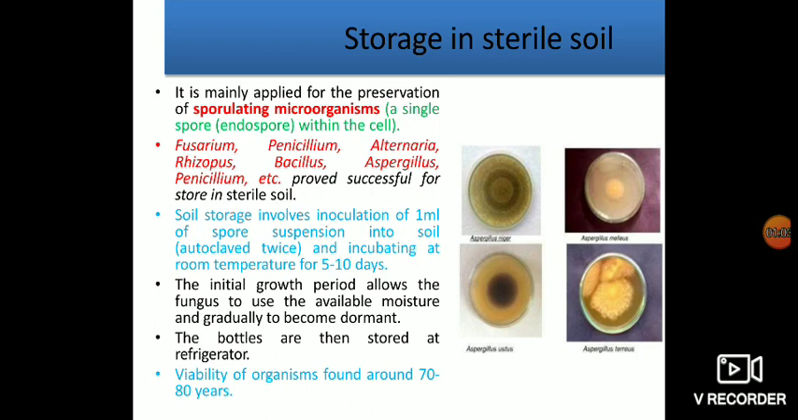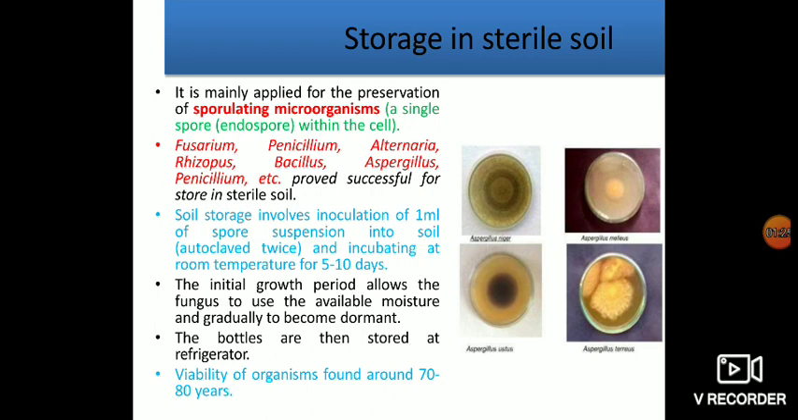Soil storage involves inoculation of 1 ml of spore suspension into soil, which is autoclaved twice and incubated at room temperature for 5 to 10 days. So we need to sterilize the soil, then inoculate 1 ml of the spore suspension onto the sterile soil, and incubate it for 5 to 10 days for growth.